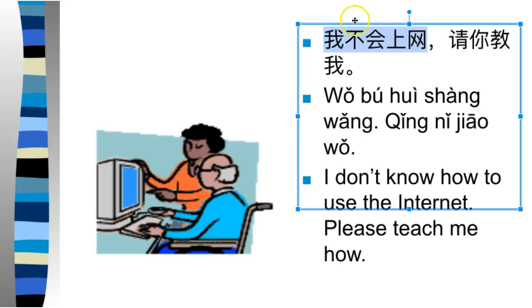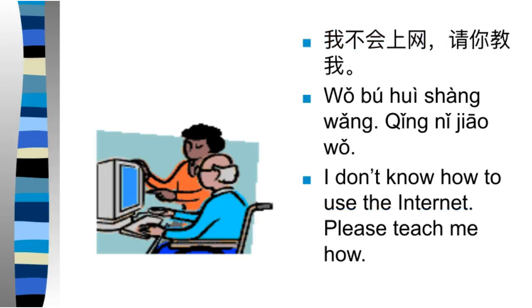我不会上网. Excuse me, 我不能上网. I know how to. 我会上网, but because I have no computer, 我不能上网. I'm not capable of it under the current circumstance.